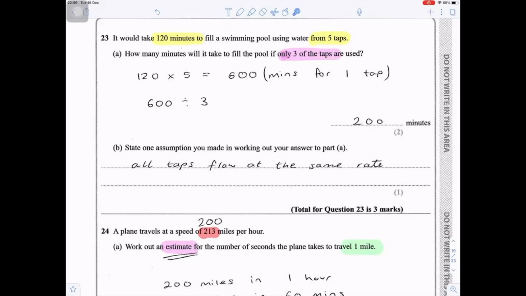If you multiply 120 times 5, that will give you 600 minutes for 1 tap only. So for 3 taps, 600 divided by 3, it will be 200 minutes. Part B. State one assumption you made in working out your answer in Part A. All the taps flow at the same rate.